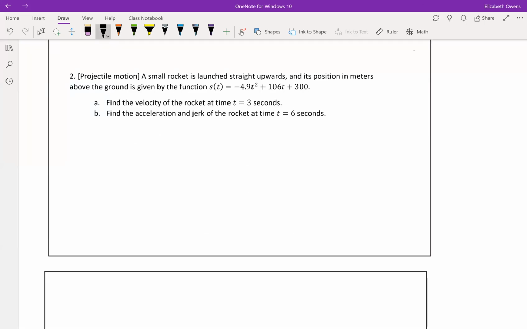This is our second example in section 3.4. We're looking at projectile motion here, so it's another object in motion. We're told that a small rocket is launched straight upwards, and its position in meters above the ground is given by the function s of t equals negative 4.9 t squared plus 106 t plus 300. So we're launching this rocket straight up.